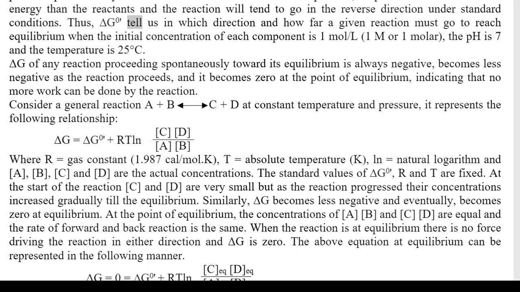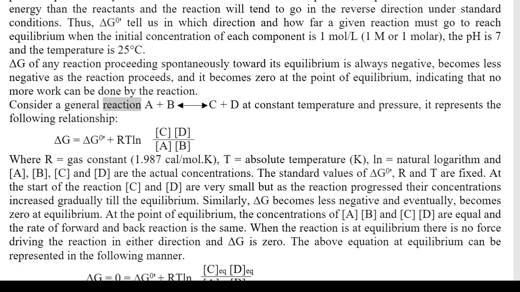Thus, ΔG0 tells us in which direction and how far a given reaction must go to reach equilibrium when the initial concentration of each component is 1 mol/L, 1 M or 1 molar, the pH is 7 and the temperature is 25 degrees Celsius. ΔG of any reaction proceeding spontaneously toward its equilibrium is always negative, becomes less negative as the reaction proceeds, and it becomes 0 at the point of equilibrium, indicating that no more work can be done by the reaction.